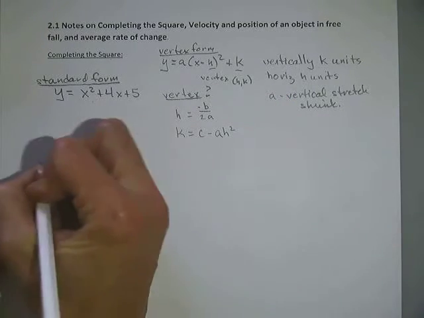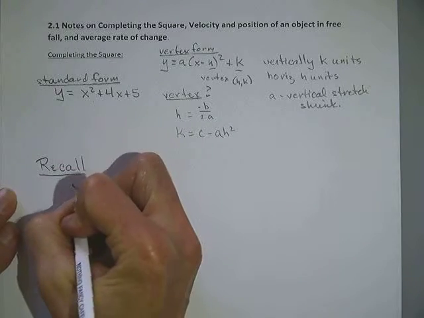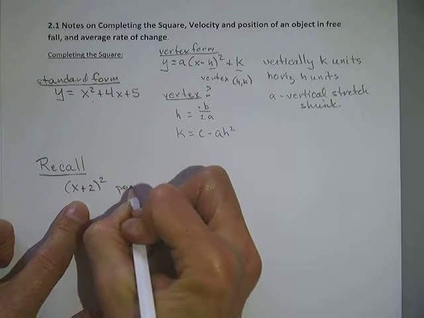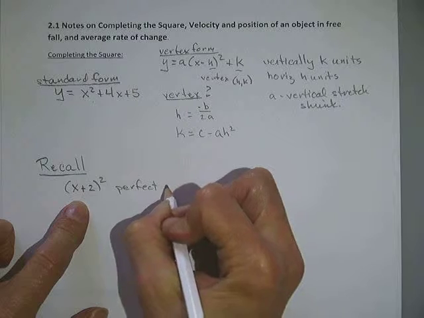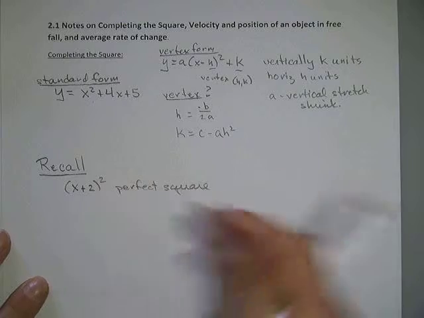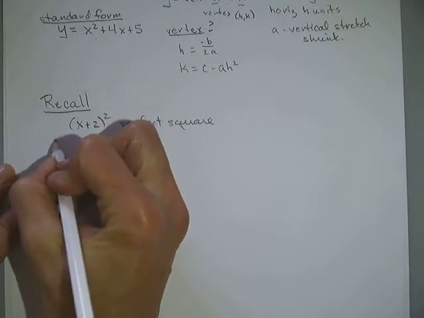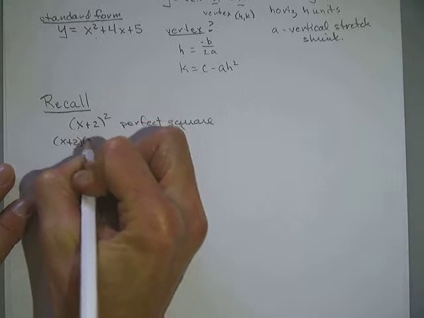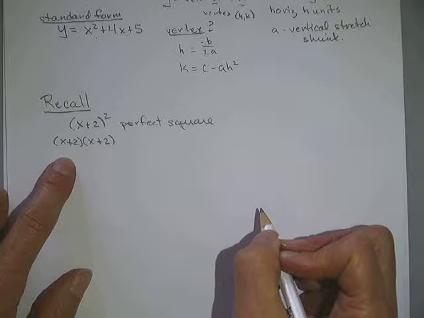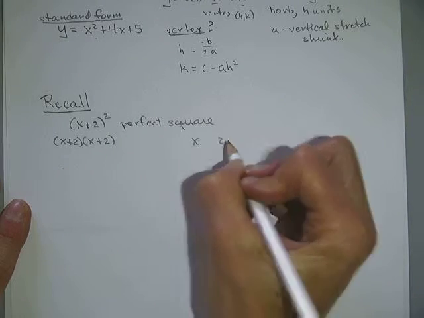Now, as a recall: (x plus 2) squared. This is a perfect square. If I multiplied this out, what would it look like? I'd have to FOIL, or I'd have to do a box method. Yes, the box.